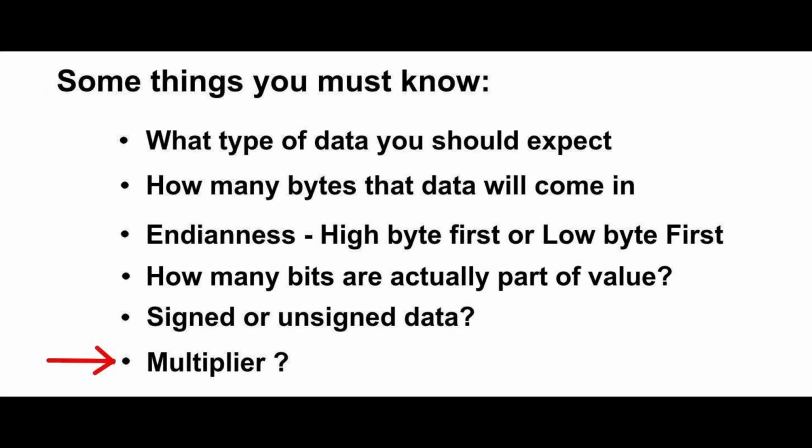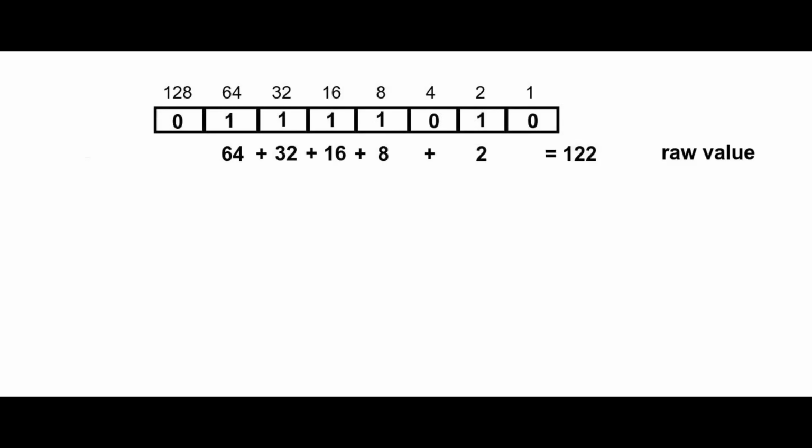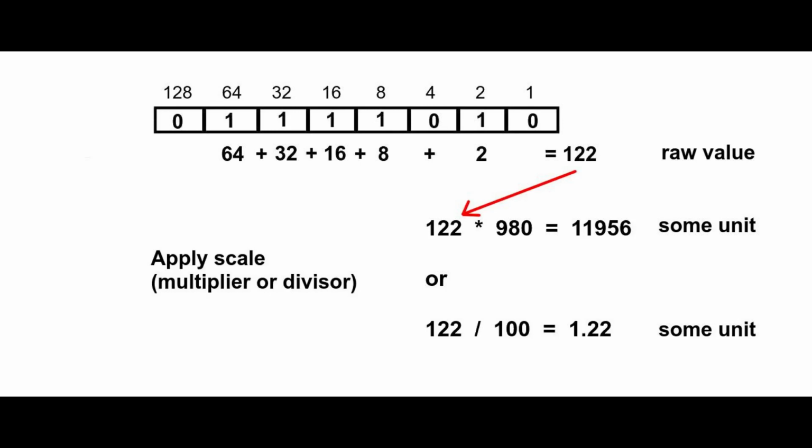Finally, you need to know if there's a multiplier to apply to your information. I cover this a little more in detail in my last video on sensor data sheets. But usually when we interpret a bit of information, we get a raw value that is not the final value. Somewhere in the data sheet will be a scale that we need to multiply or divide that raw value by to end up with whatever unit we need from that device.